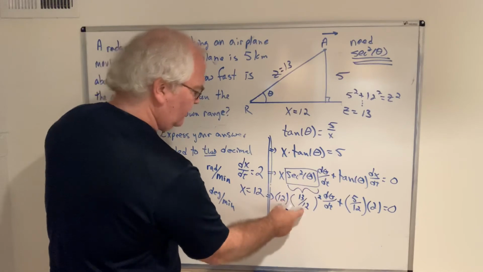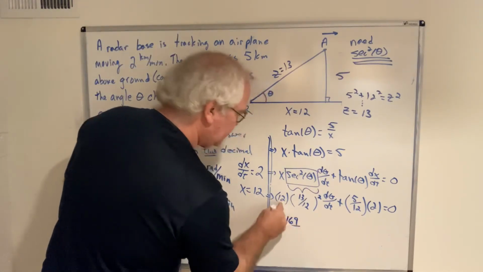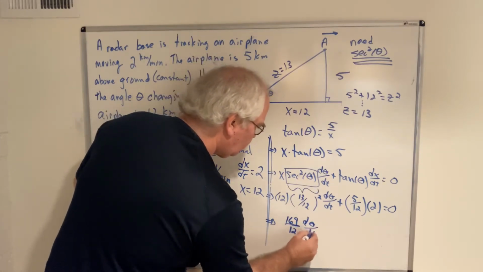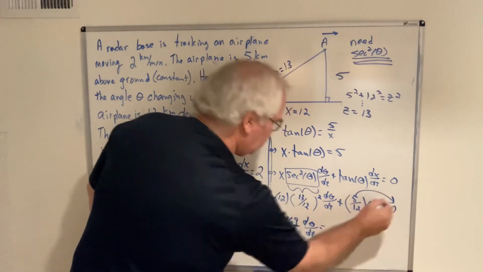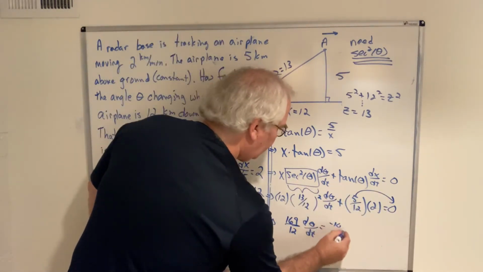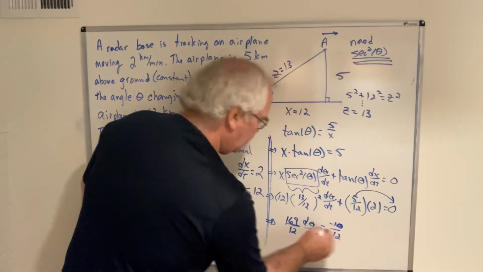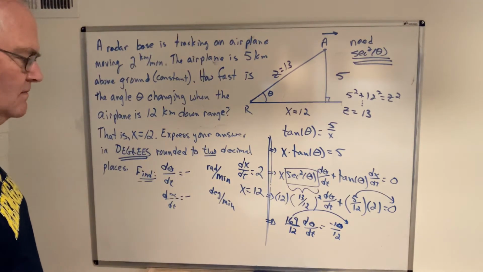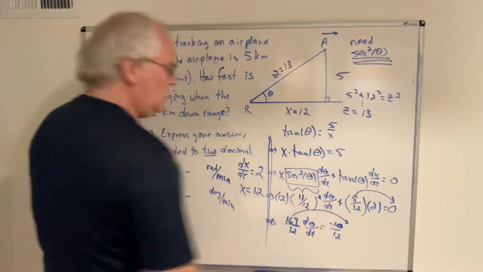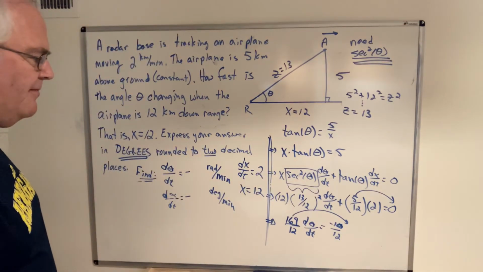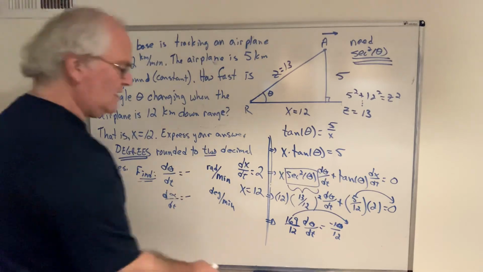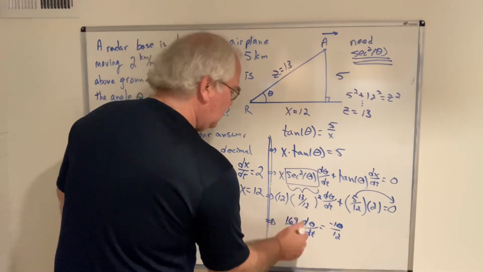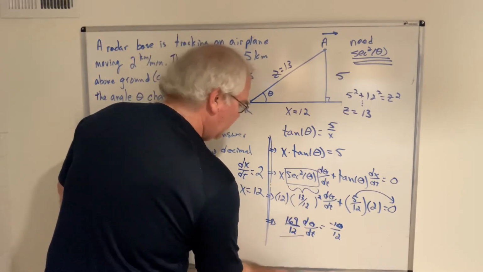That's 169 over 12, because this 12 cancels with one of those, is equal to, when we subtract this to the other side, 5 times 2 is 10, negative 10 over 12. And so now, subtract this to the other side of the equation. I'm sorry, not subtract. I just said that wrong. We don't subtract that to the other side of the equation. We need to divide both sides of the equation by 169.